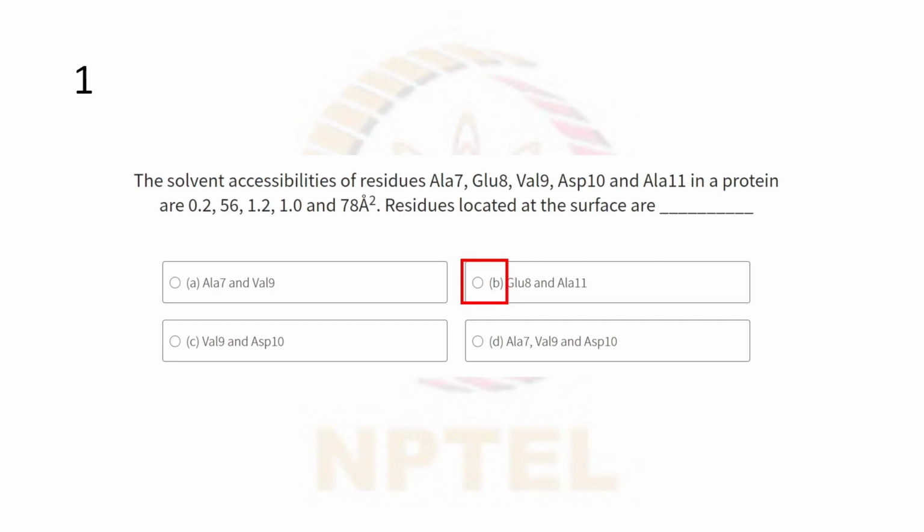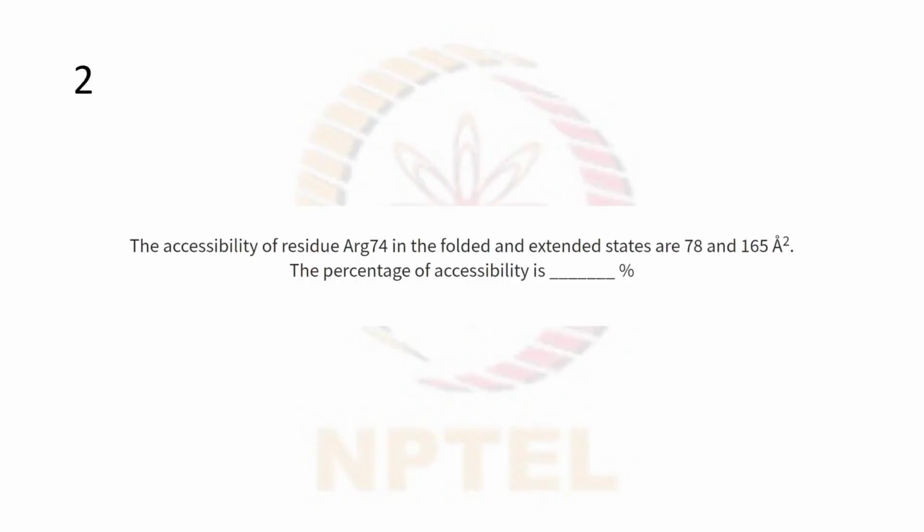Okay, can I move forward? So given the accessibility of residues in folded and extended states, the extended state you can consider as an unfolded state. So what is the percentage of accessibility? Accessibility is the term that is related to the folded state. Yeah, so it is 47.2.